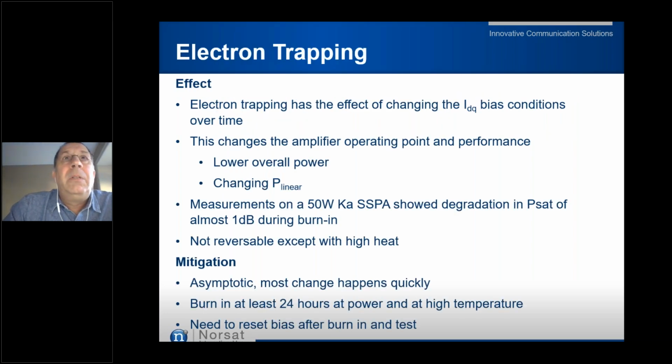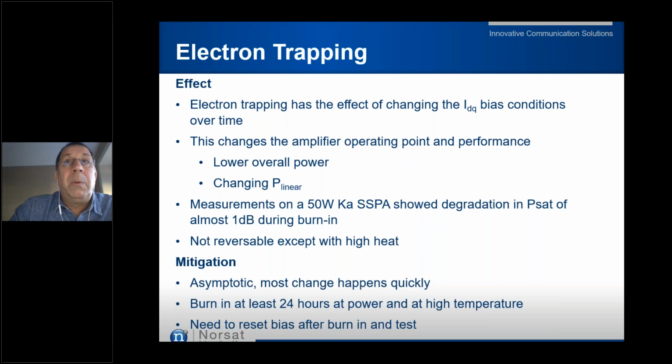So, electron trapping. Electron trapping is a phenomenon where the free electrons that are typically needed for the MMIC or the FET to work properly get trapped and are not available for the current transfer, and so it has the effect of changing how the device works. It changes the quiescent drain current bias conditions, so the amplifier operating point and performance will change over time. Typically we see lower overall power, and of course that can change the P-linear as well.